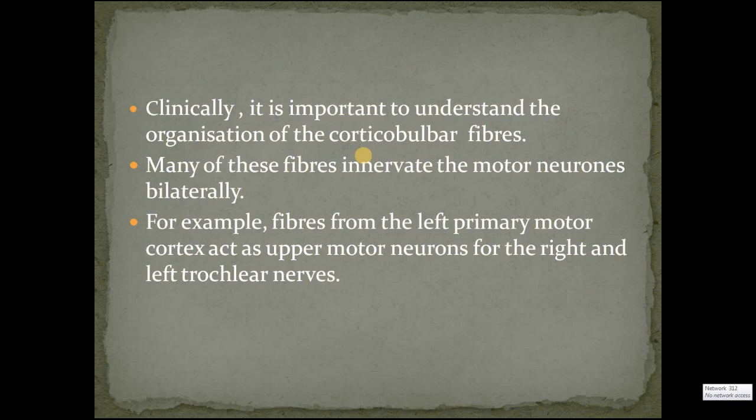Because as we all know, if there is a lesion in the right brain, the symptoms can be seen in the left part of our body, but some nerve fibers innervate bilaterally. So the left primary motor cortex acts as an upper motor neuron for the right and the left trochlear nerve. I hope you understand.